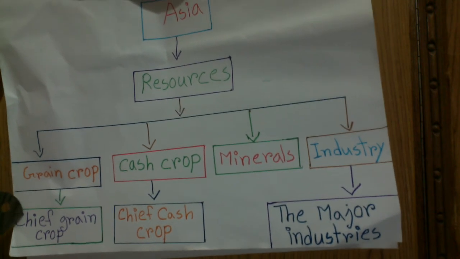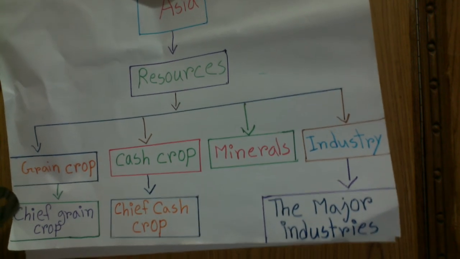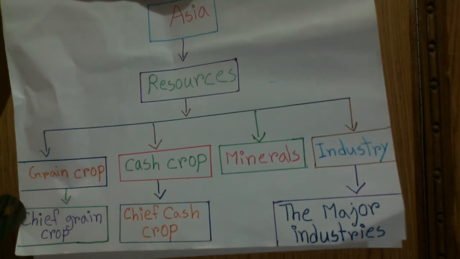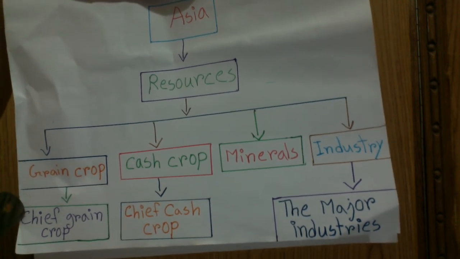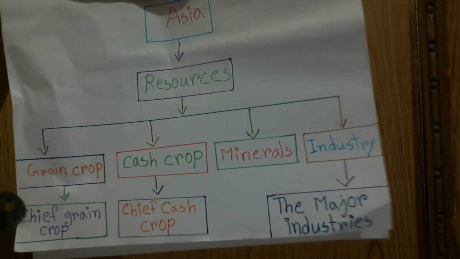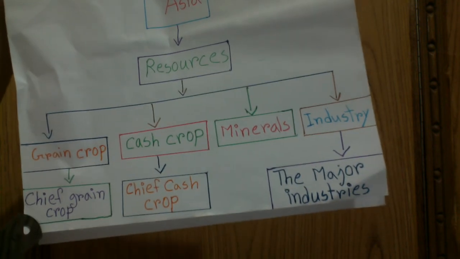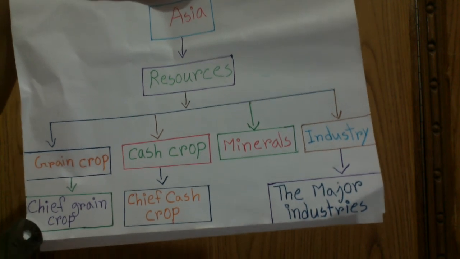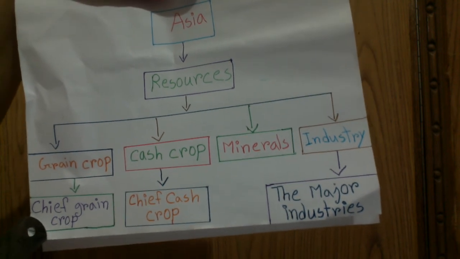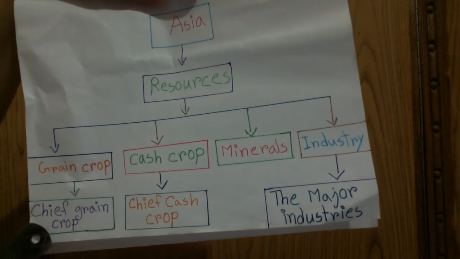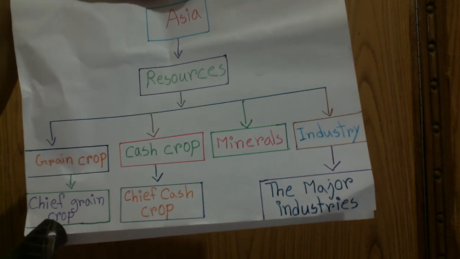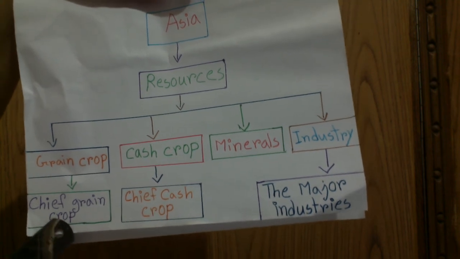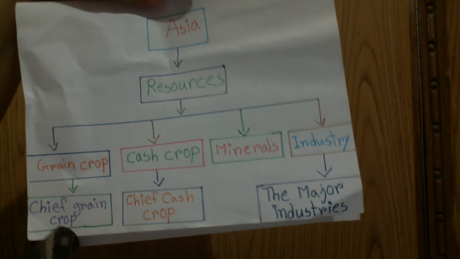Grain crops are mostly grass crops that are grown for their edible seeds such as rice, wheat, corn, coconut, spices, etc. Now the chief grain crops of Asia: rice, wheat, corn, coconut, spices, etc. And Asia is the largest producer of rice and wheat in the world.